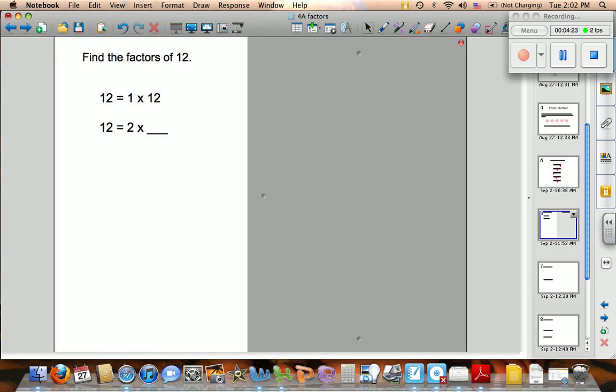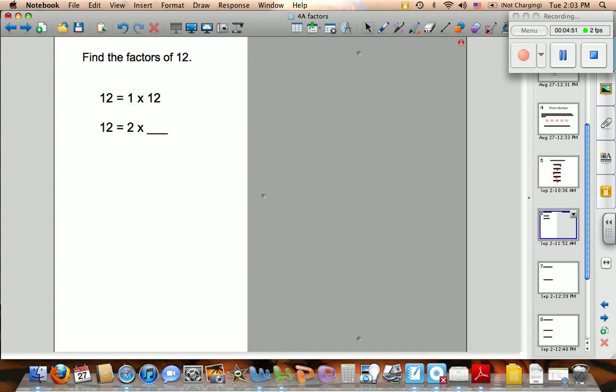So when you need to find the factors of a number, for example, the directions here say find the factors of 12. You have 12 equals 1 times 12. And I think this is a really good way to find the factors: make an organized list. That way you don't skip any numbers. So for example, think of all of the different numbers you can multiply to get 12 and start with 1. So 12 equals 1 times 12.